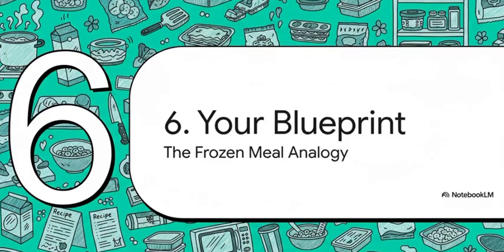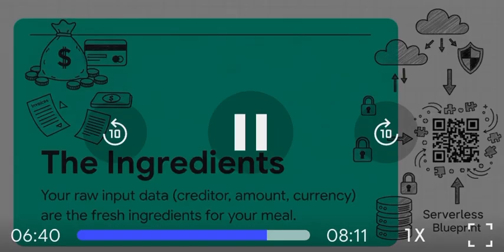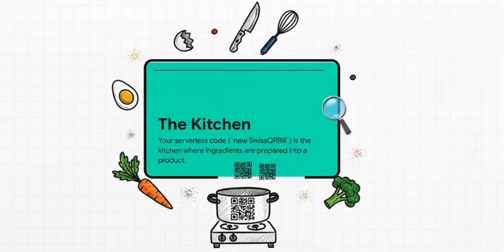Okay, to really hammer this all home and make it stick, let's use a quick analogy that lines up perfectly with our architecture: making and storing a frozen meal. It all starts with the ingredients, right? This is your raw input data, the creditor info, the amount, the currency. These are the basic, fresh components you need to make the final product. Next up, you need a kitchen. That's our Generate QR Asset serverless function. The kitchen is where you take those raw ingredients, you prep them, you cook them, and you turn them into the final finished meal, our perfectly rendered SVG.